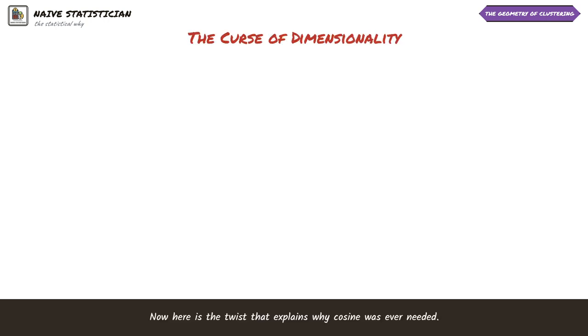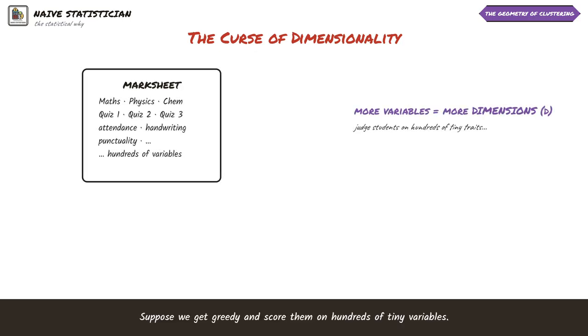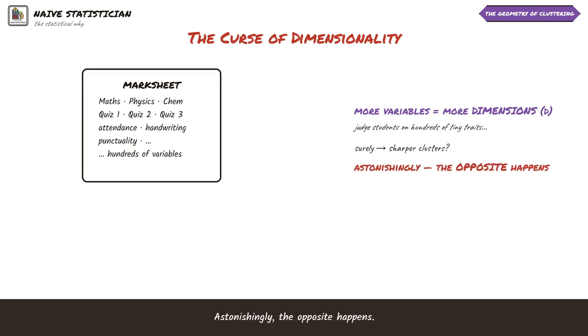Now here is the twist that explains why cosine was ever needed. So far we compared students on 2 or 3 subjects. Suppose we get greedy and score them on hundreds of tiny variables, every quiz, attendance, even handwriting. More features would mean sharper clusters. Astonishingly, the opposite happens. This is the curse of dimensionality.